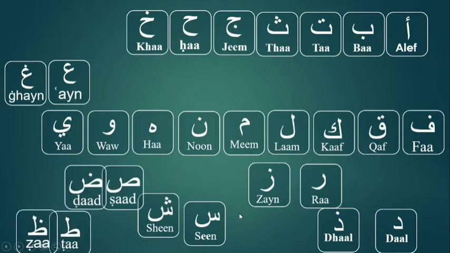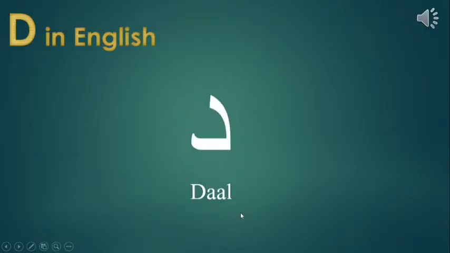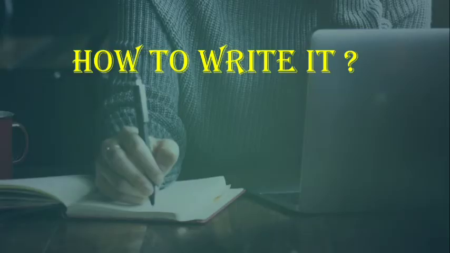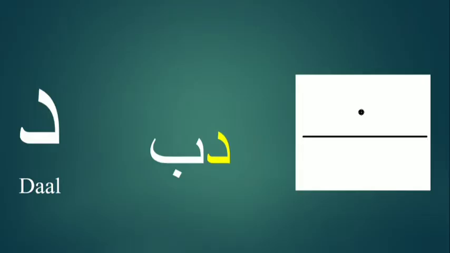Okay, now we will start with dal. Dal is like D in English, and we write it like this way. Okay, we start it like this, and we also end it in the same way, so we write it in one way.